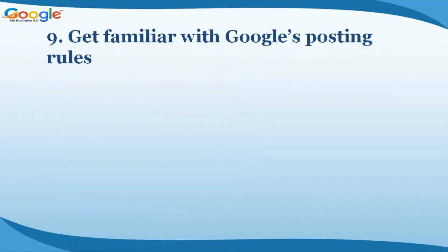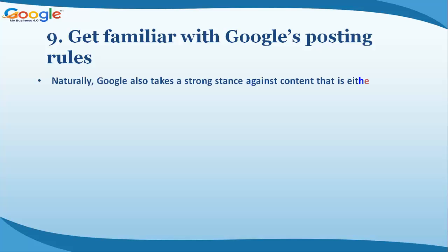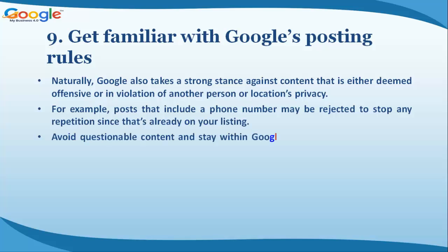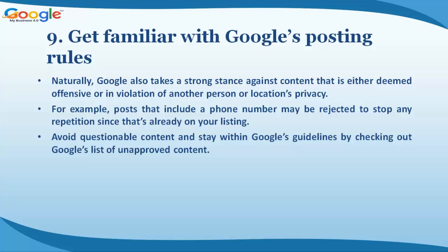9. Get familiar with Google's posting rules. Naturally, Google also takes a strong stance against content that is either deemed offensive or in violation of another person or location's privacy. For example, posts that include a phone number may be rejected to stop any repetition since that's already on your listing. Avoid questionable content and stay within Google's guidelines by checking out Google's list of unapproved content.